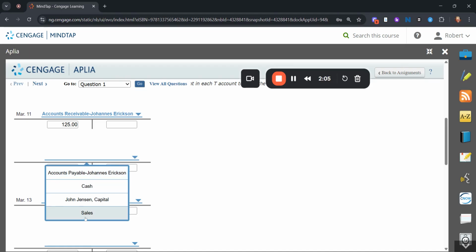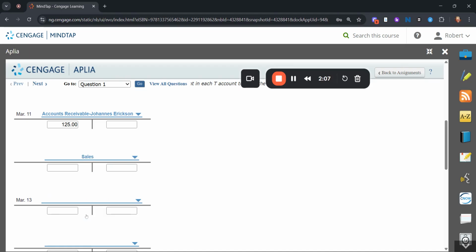And then the other account, sales. And if you're looking at the paper copy of the book or the ebook, sales falls under that owner's equity group. So an increase in sales goes on the right side or on the credit side.